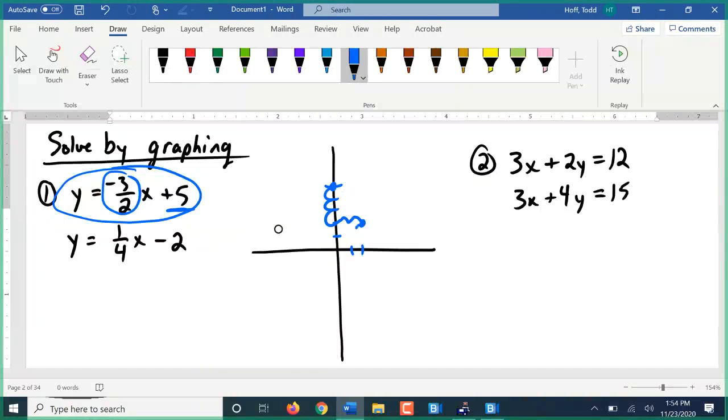Well, let's do it one more time. Down 3, run 2, get a third point. And our line goes through those points.